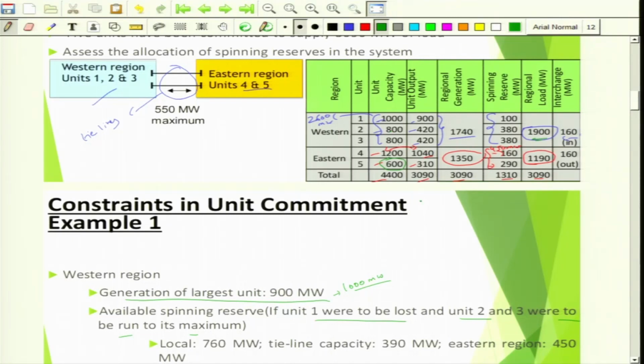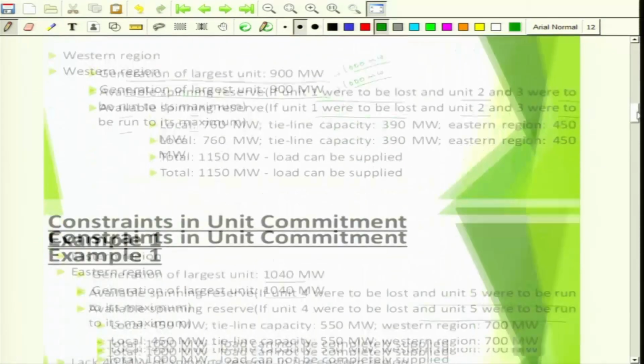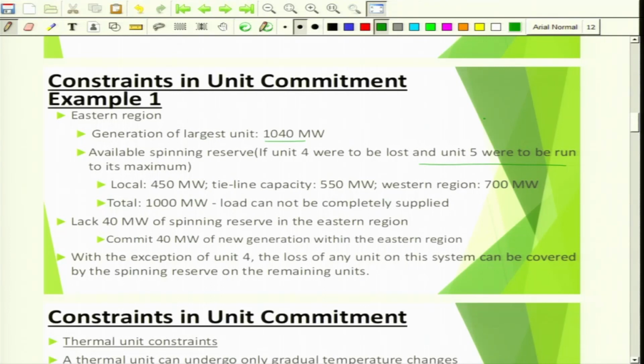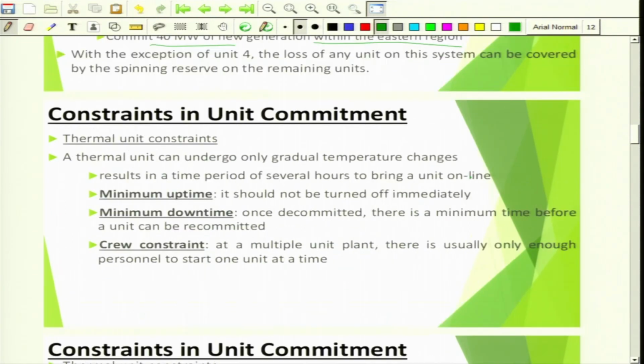So that means what you need is a spinning reserve of additional 40 megawatt of new generation within the eastern region. This is what I told, there should be a spinning reserve distributed across the total available regions. With the exception of unit 4, the loss of any unit on this system can be covered by the spinning reserve on the remaining units. Now let us discuss other constraints as well.